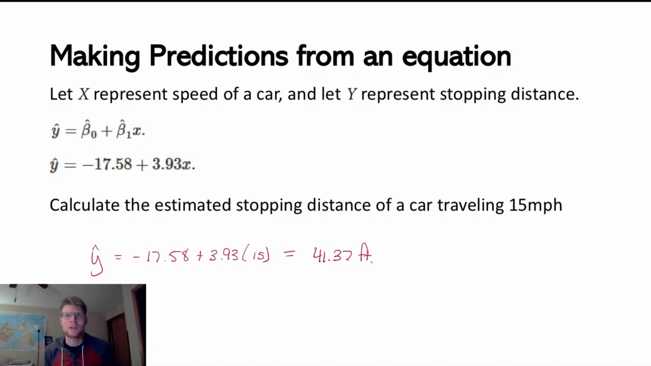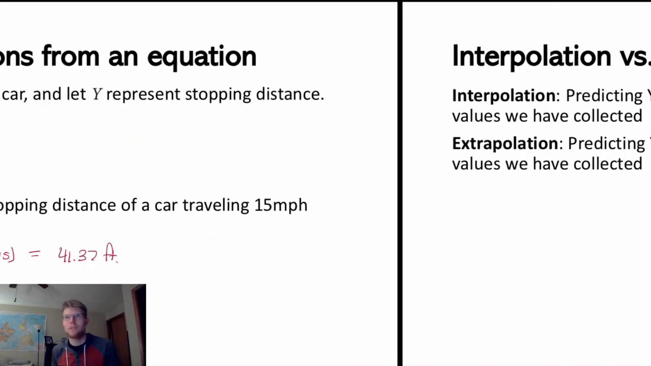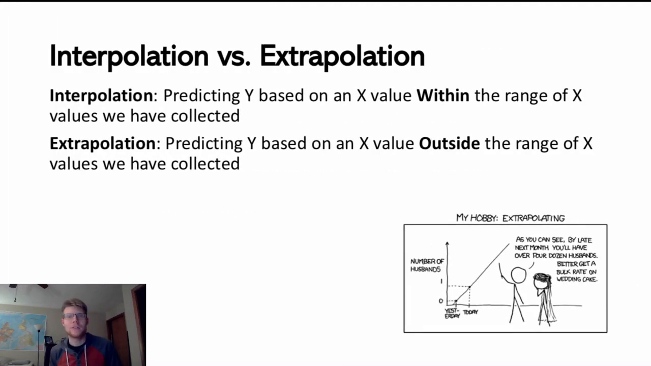So we can make predictions from our linear equation for really any value that we plug in, except when we're working with values that might fall outside the range of collected data. So it's important to think about interpolation versus extrapolation when we're making predictions from our linear equation. So interpolation would be the safe thing to do. It would be predicting y based on an x value within the range of x values that we have collected.